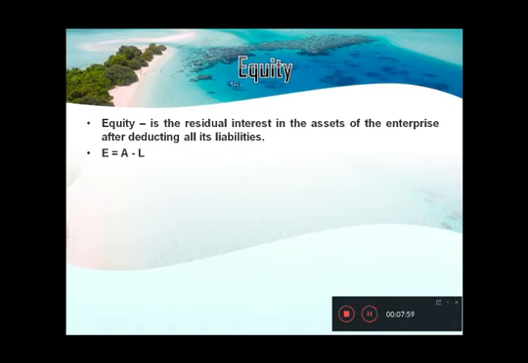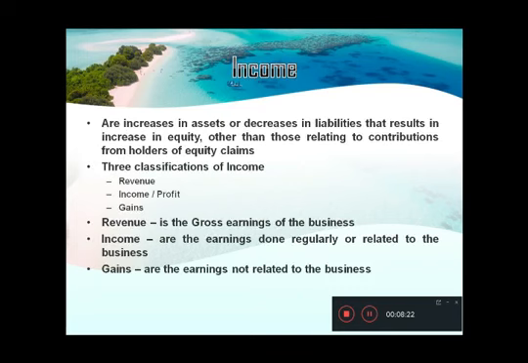Okay, saan po yan? So, equity, kung paano makukuha ang value ng equity? Ang value ng equity ay makukuha natin kung i-deduct natin ang liabilities sa assets. Kasi yun yung pag-aari ng mga owners natin.